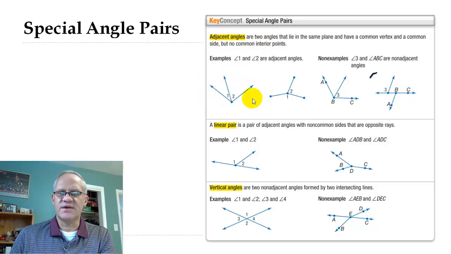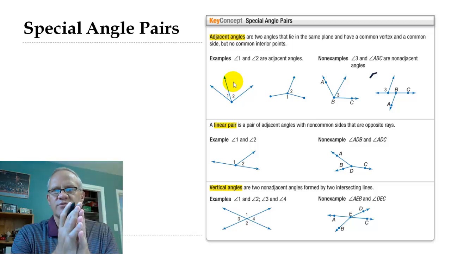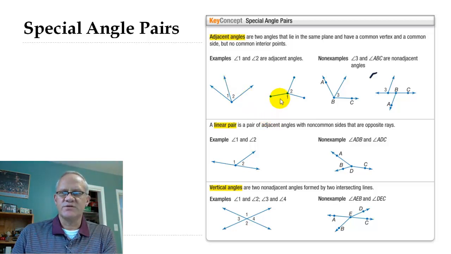In this first example, this is what you often see. You see several rays that have the same endpoint, so the same vertex, right here, and they share a side. This side between angle 1 and angle 2 is the same, but they don't have common interior points. That means all the points in angle 2 and all the points in angle 1 are different, so this would be considered adjacent. Basically, adjacent means right next to. It's like your next door neighbors, butted up against each other. Angle 1 and angle 2 share this side, but they don't overlap at all.